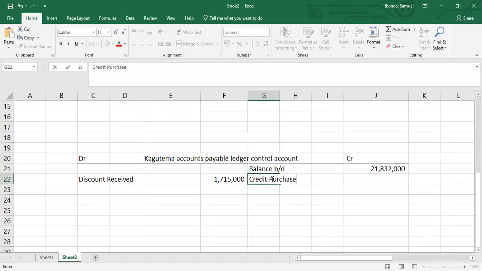It's basically increasing our credit purchases, because we had understated them. So there is a 2 million that needs to be updated right there. So that is how we would tackle that error.